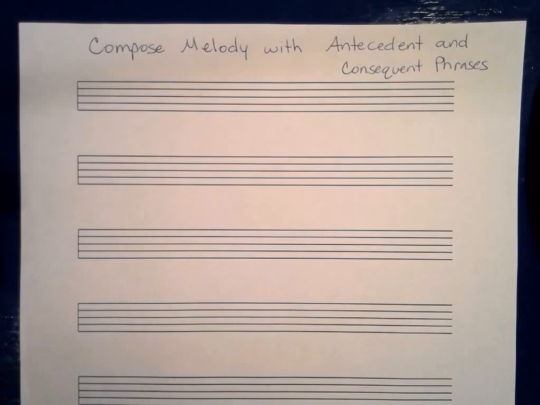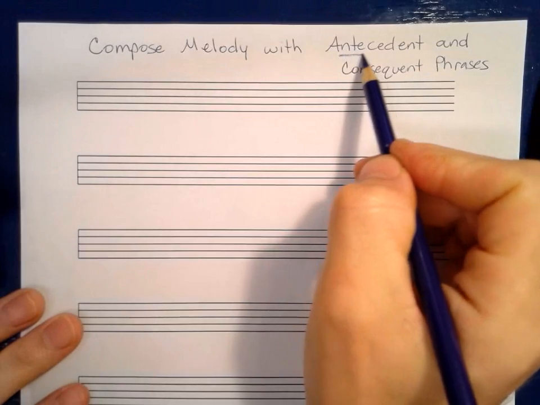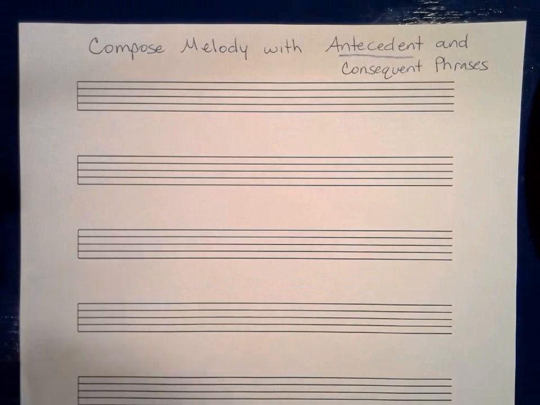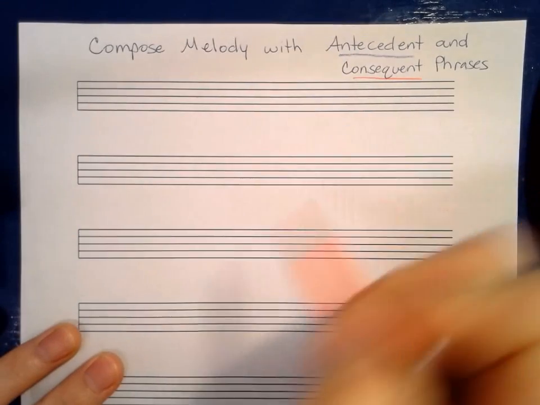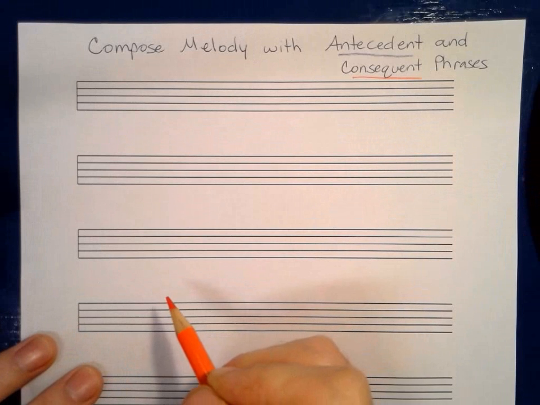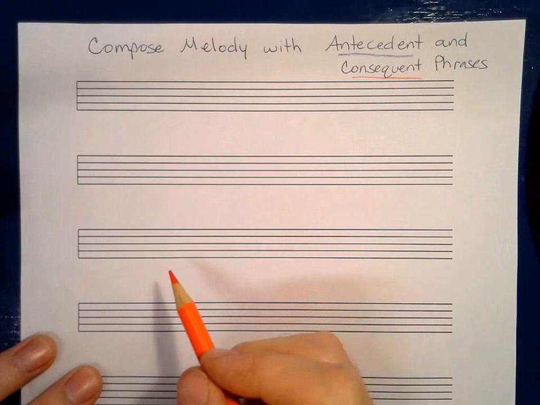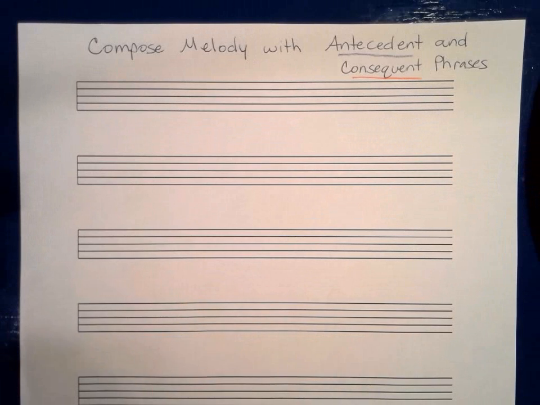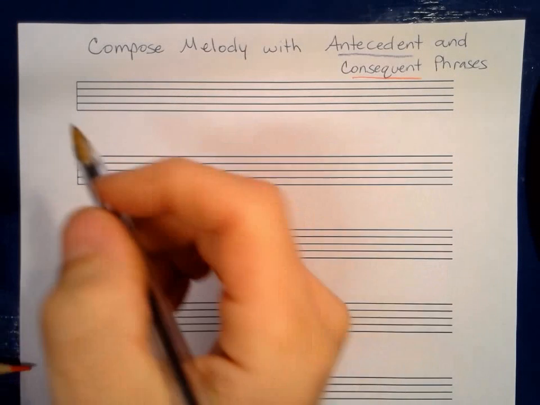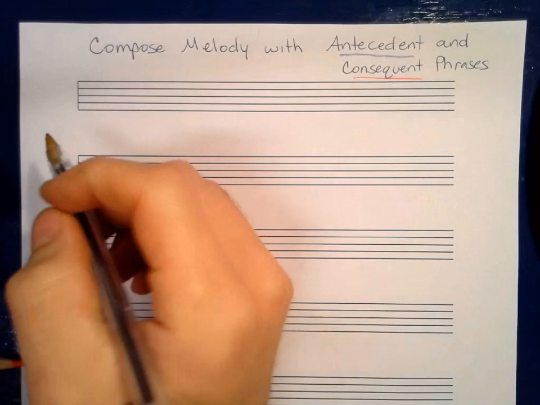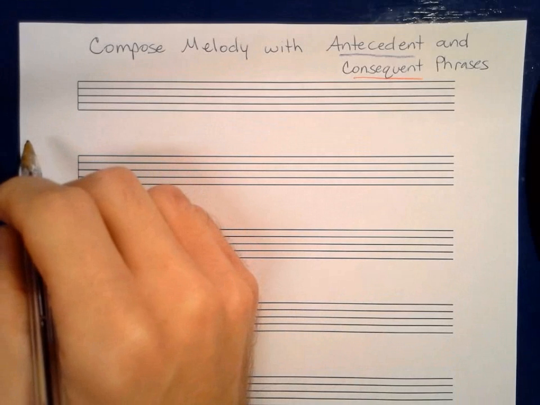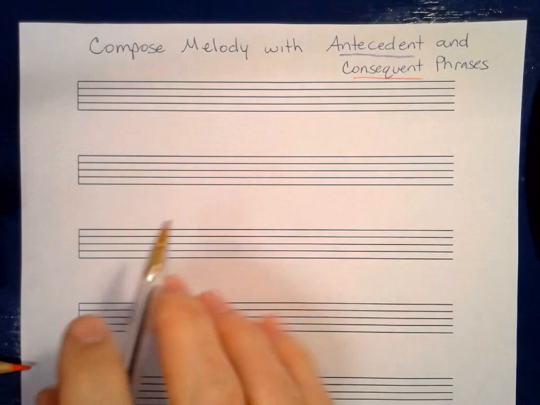We are going to compose a melody with antecedent and consequent phrases. To make it interesting, I'm also going to add a contrasting section in between the antecedent and consequent phrases. First, it's helpful when we're beginning composing to arrange the music in the measures that we need.